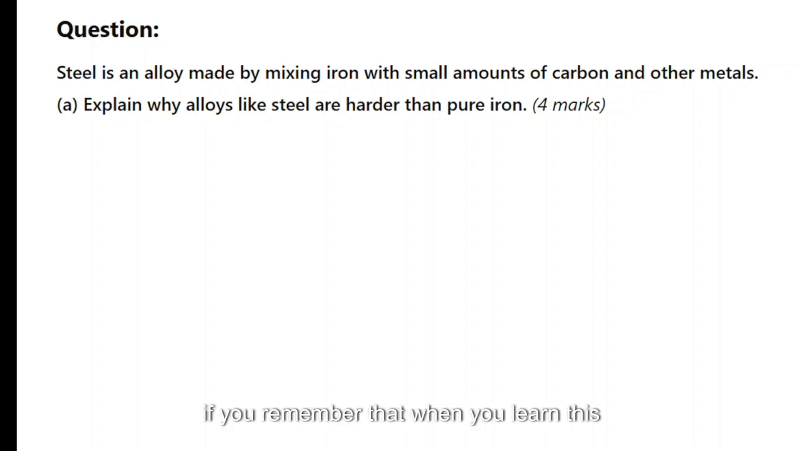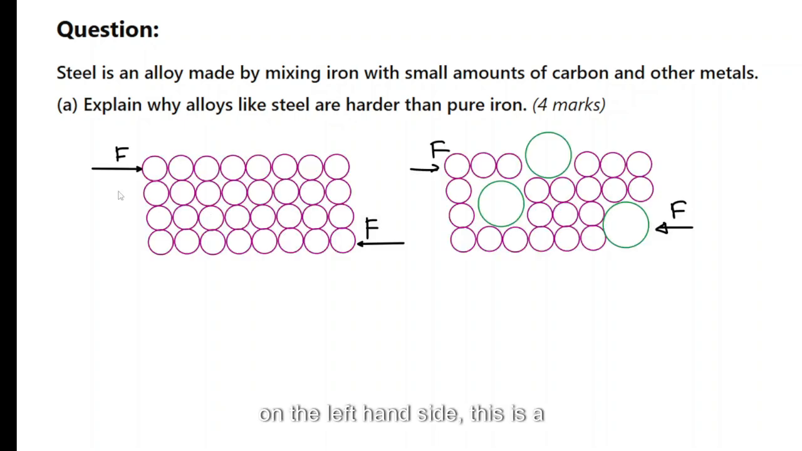Now, if you remember when you learned this theory part, you must have seen a diagram where you have pure metal with all atoms identical to each other and nice layered structures, and in an alloy, you don't really see the structure, something like this. So on the left hand side, this is a pure metal. All the atoms are identical to each other. So if we exert a force, these layers, like this layer, can easily slide on top of the one underneath.